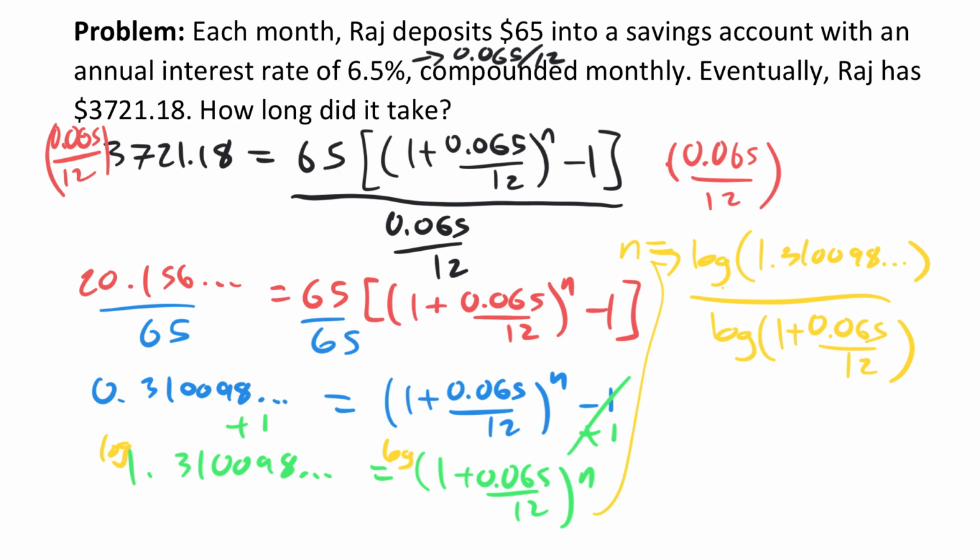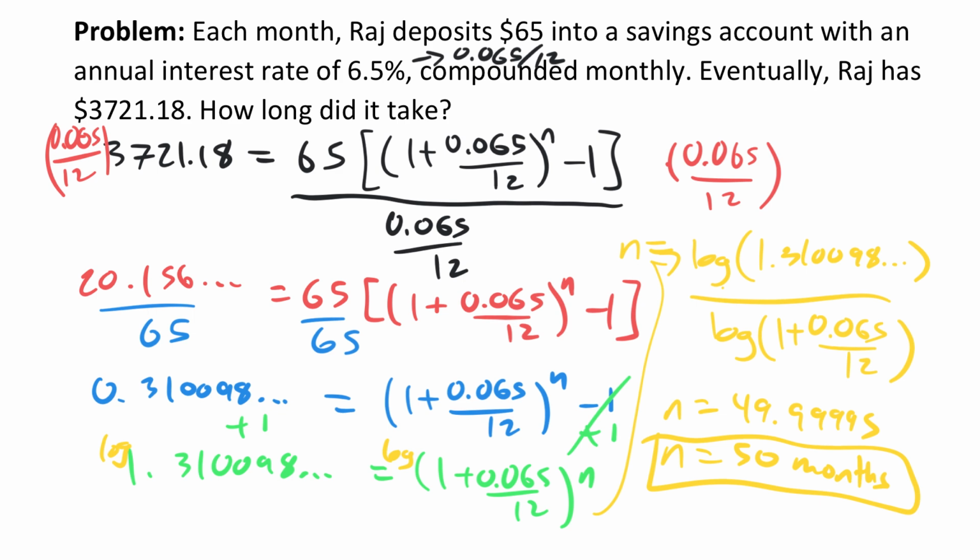So here you can type in log answer on your calculator to pull the previous answer. Then you can type log 1 plus 0.065 over 12. It equals, and n should be 49.99995. So n is 50 months. All right, so hopefully you're able to get that number. Again, I know it's a little tricky with the calculator work, especially following through all the decimals, but as long as you just don't round and keep everything there, it should work out nicely in the end.